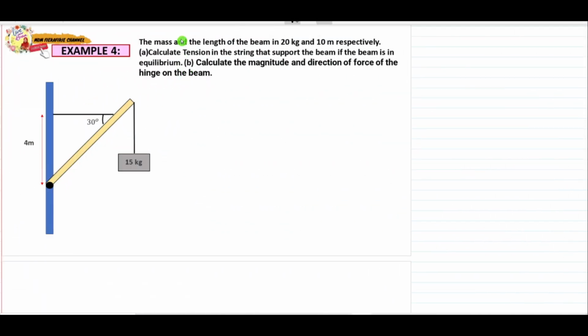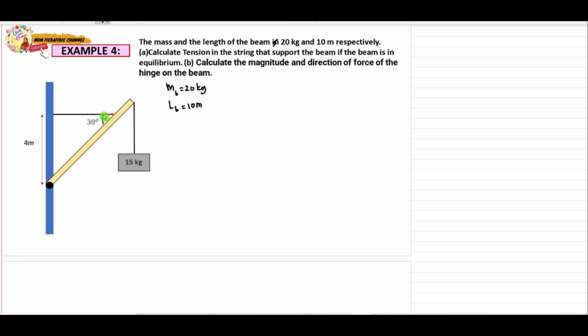Alright, example number 4. Let's read the question first. The mass and the length of the beam, so here we have a beam, is 20 kg and 10 meter respectively. So the mass of the beam is 20 kg, while the length of the beam is 10 meter. Calculate the tension in the string that supports the beam if the beam is in equilibrium. So now we want to find T here.